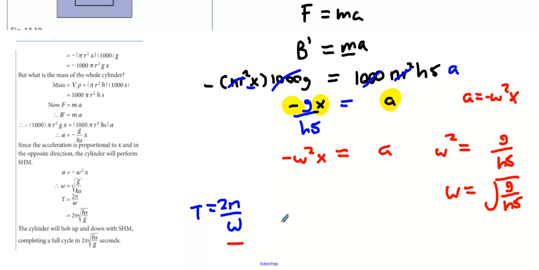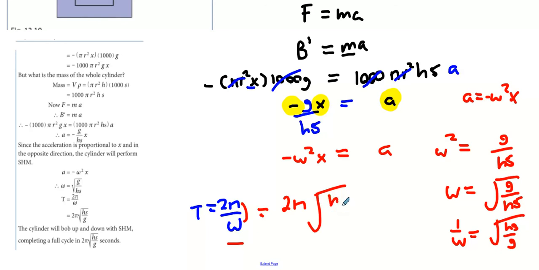Okay, so now we have 2 pi. Now you can turn it upside down here, and you can say that 1 over omega would be this upside down, which would be hs over g. So now we can say that the periodic time is going to be 2 pi times 1 over omega, because we want the inverse of it, so it's going to be the square root of hs over g. And that is the periodic time, and that is that question done.